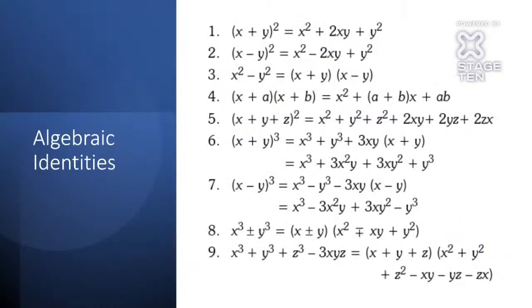Alright. Now, algebraic identities. I'll say there are 9 algebraic identities in this chapter. So these all are identities. I won't say anything in it because it's super easy. You just have to always remember this. No derivation, nothing. Just remember all these identities. 9 identities are there.